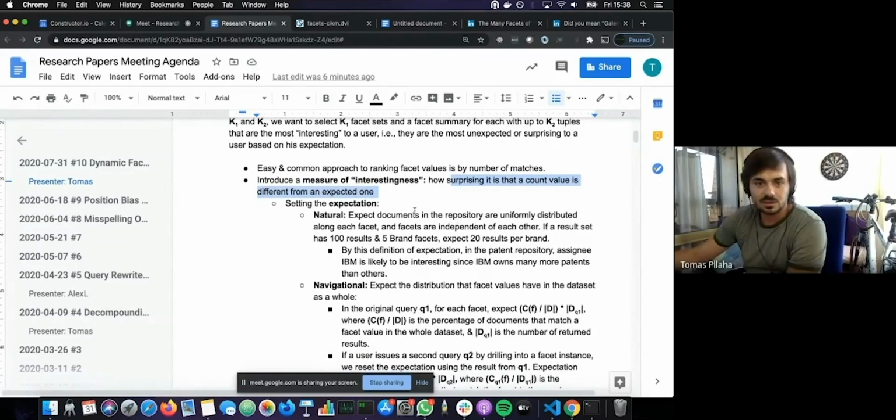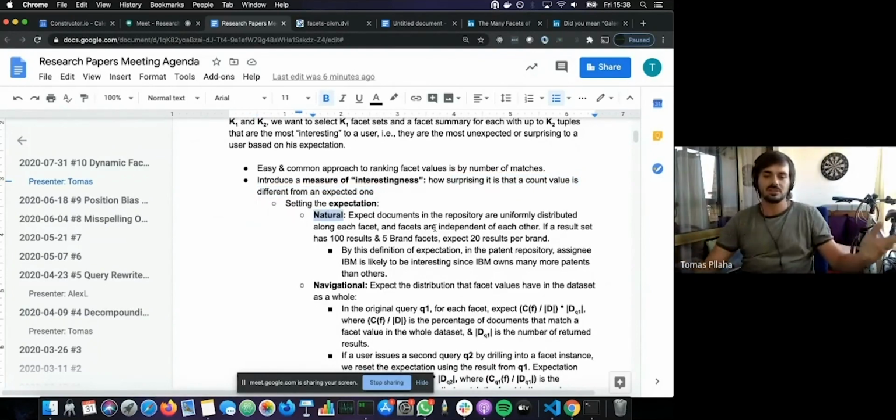One way of setting the expectation is what they call natural expectation. It is what the user would expect if they have no knowledge about the data set that they're searching. So the easiest thing that you could expect is that all documents in the repository are uniformly distributed across each facet value, and all facet values are independent of each other, which roughly means if you make a query that has 100 results, and for these 100 results we have 5 different brands, then the expectation would be to have 20 results per brand, so they would be uniformly distributed.